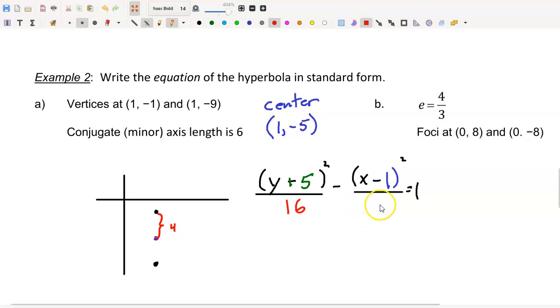Next, we need to find b, which is on the minor axis, and they give us the minor axis. They say that this is 6. So all I need to do is take that whole length of 6. That means each one is 3 and 3. So 3 squared is just 9. Not too bad, right? And it doesn't say to actually graph it, so you don't need to finish it. Just find the equation and you're done there.